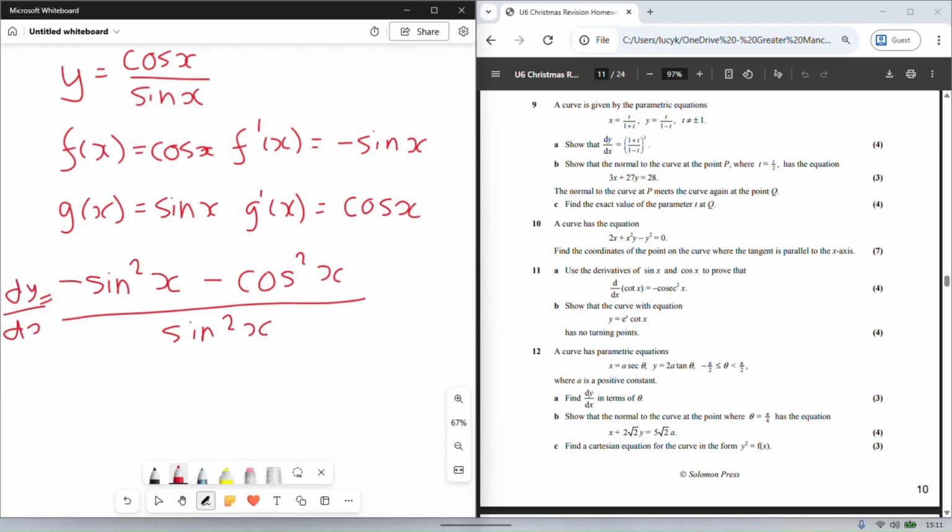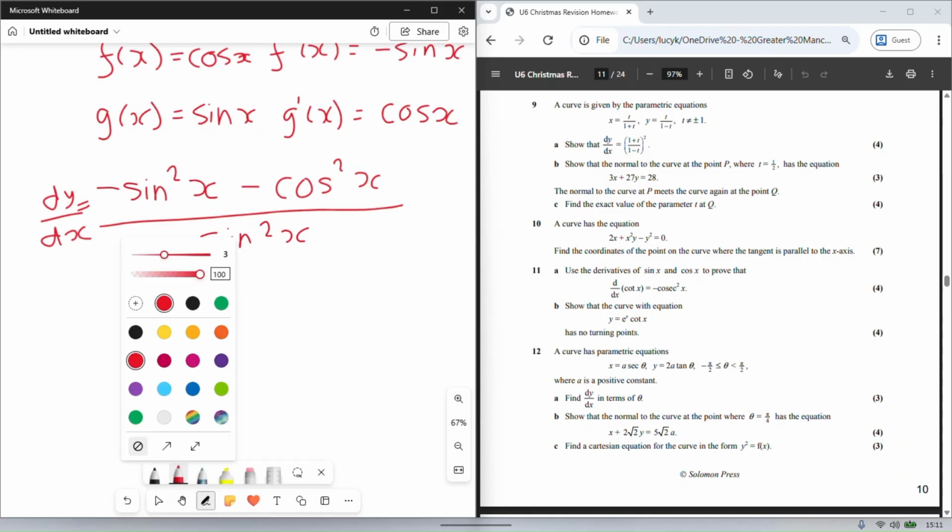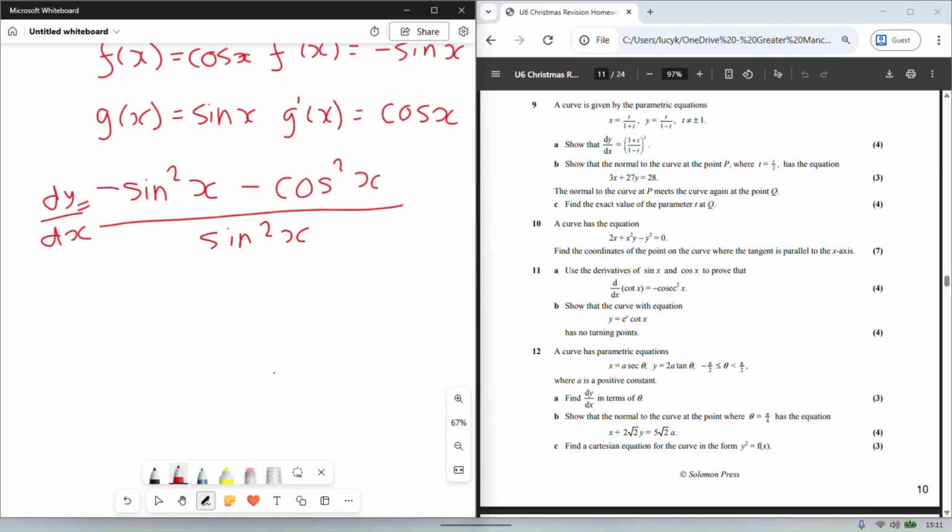But we want to prove that it's minus 1 over sine squared, that is cosec squared. Now, when you're rearranging this, we need to think about what we actually want here. I want cosec squared. Well, cosec squared is 1 over sine squared, and I've already got that on the bottom here. So I think it's the top that I need to sort out. And what I'm thinking here is I can factorize out that negative.